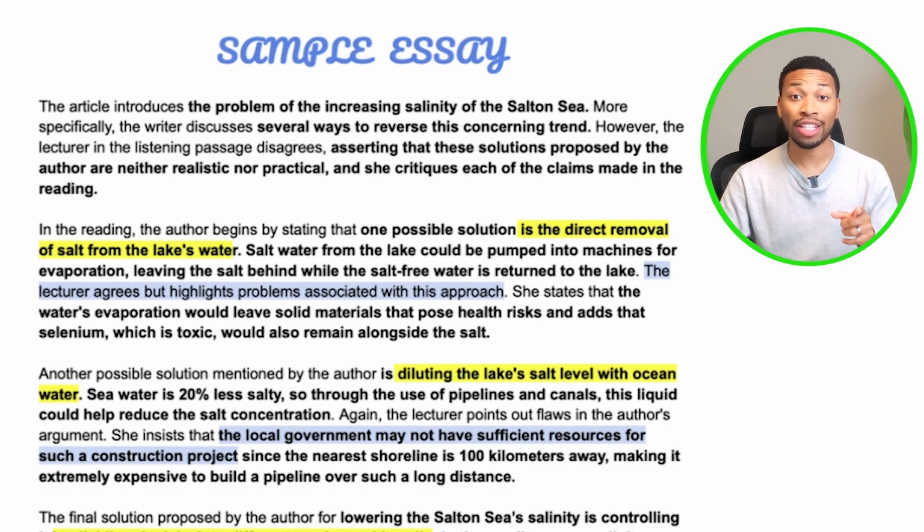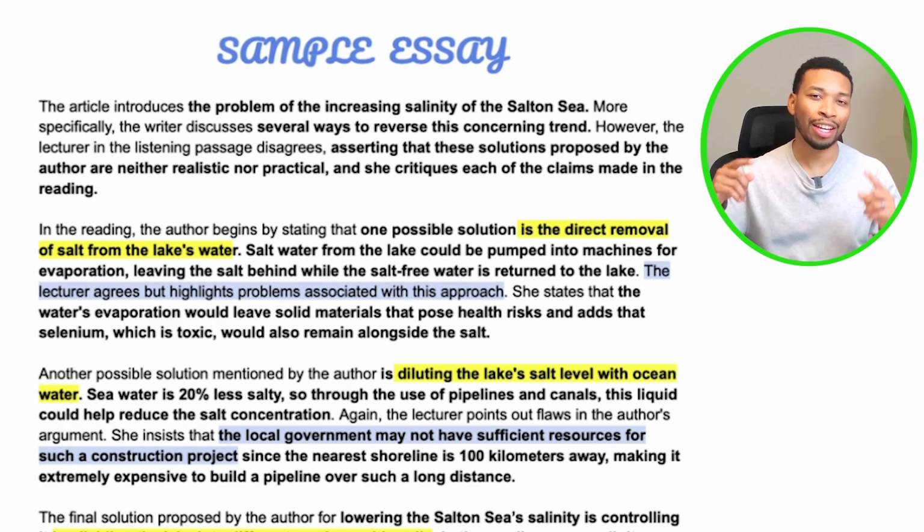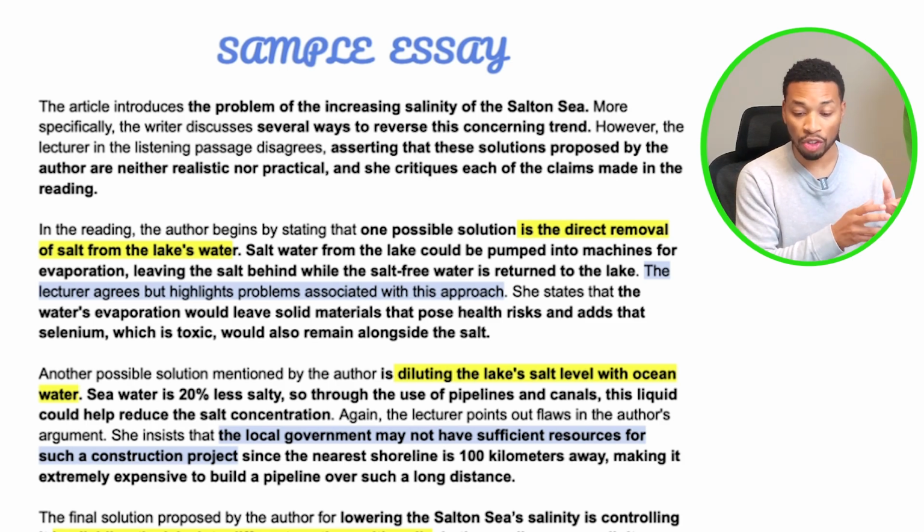All right, now let's check out our body paragraphs, and you're going to notice that all three body paragraphs are very similar. We're just going to have the writer's opinion and proof and the speaker's opinion and proof. Let's check out the first one. In the reading, the author begins by stating that one possible solution is the direct removal of salt from the lake's water. Salt water from the lake can be pumped into machines for evaporation, leaving the salt behind while the salt-free water is returned to the lake.